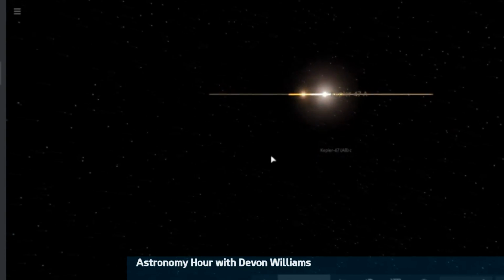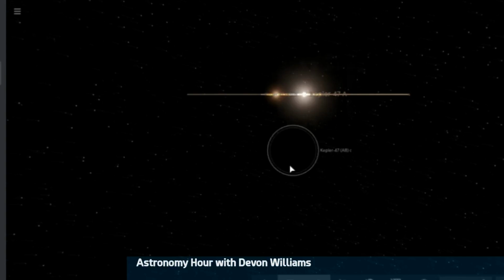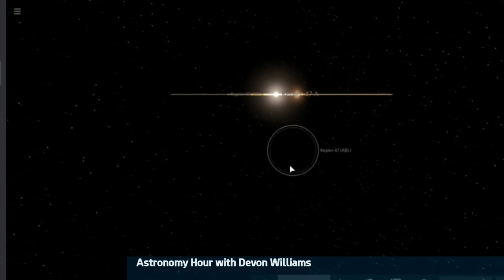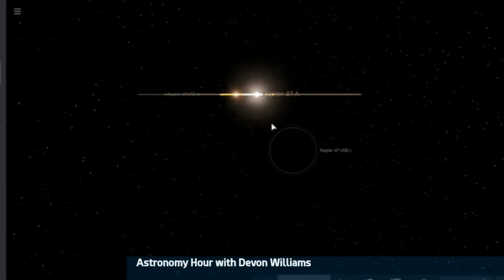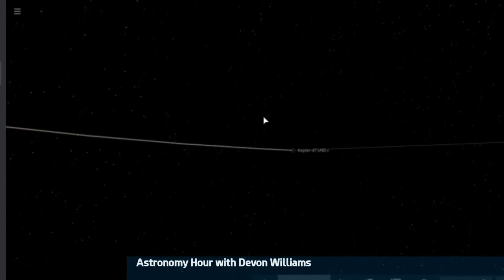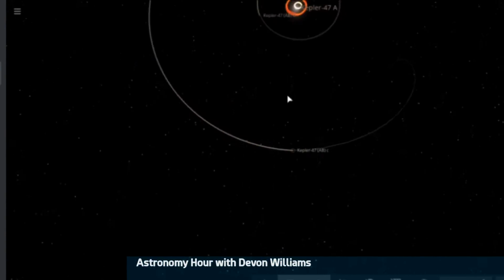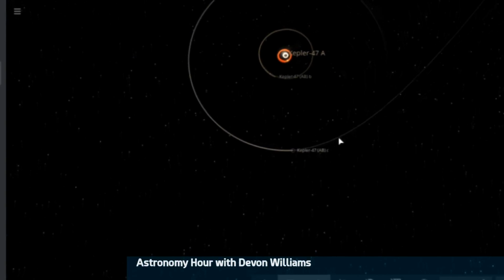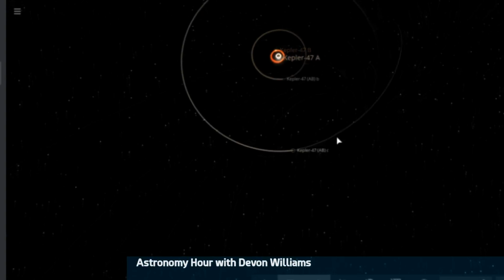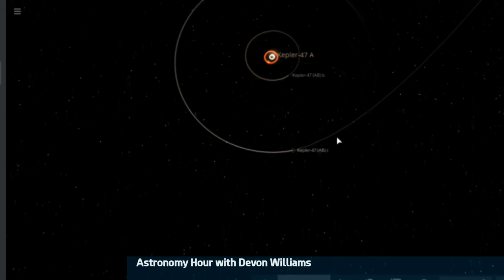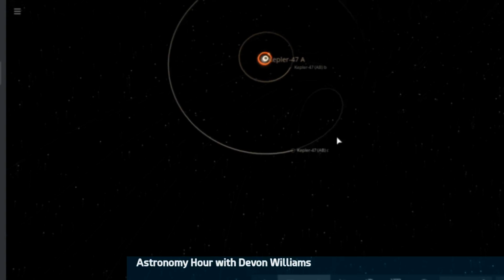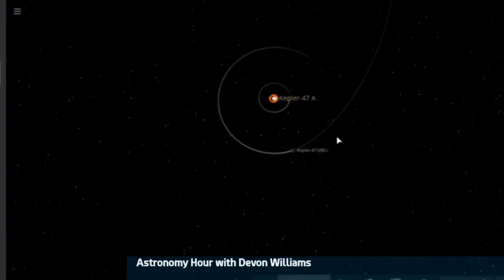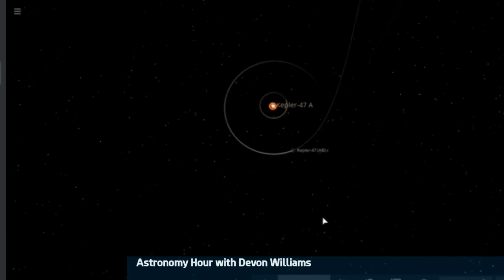But we have Kepler 47ab-c, which is about 6 times the mass of the Earth. And this planet is too far out in order for it to be habitable. As you can see, the temperatures here are roughly minus 50 degrees Celsius. And obviously, that is way too cold for life as we know it. We can't have life as we know it at all on this planet.